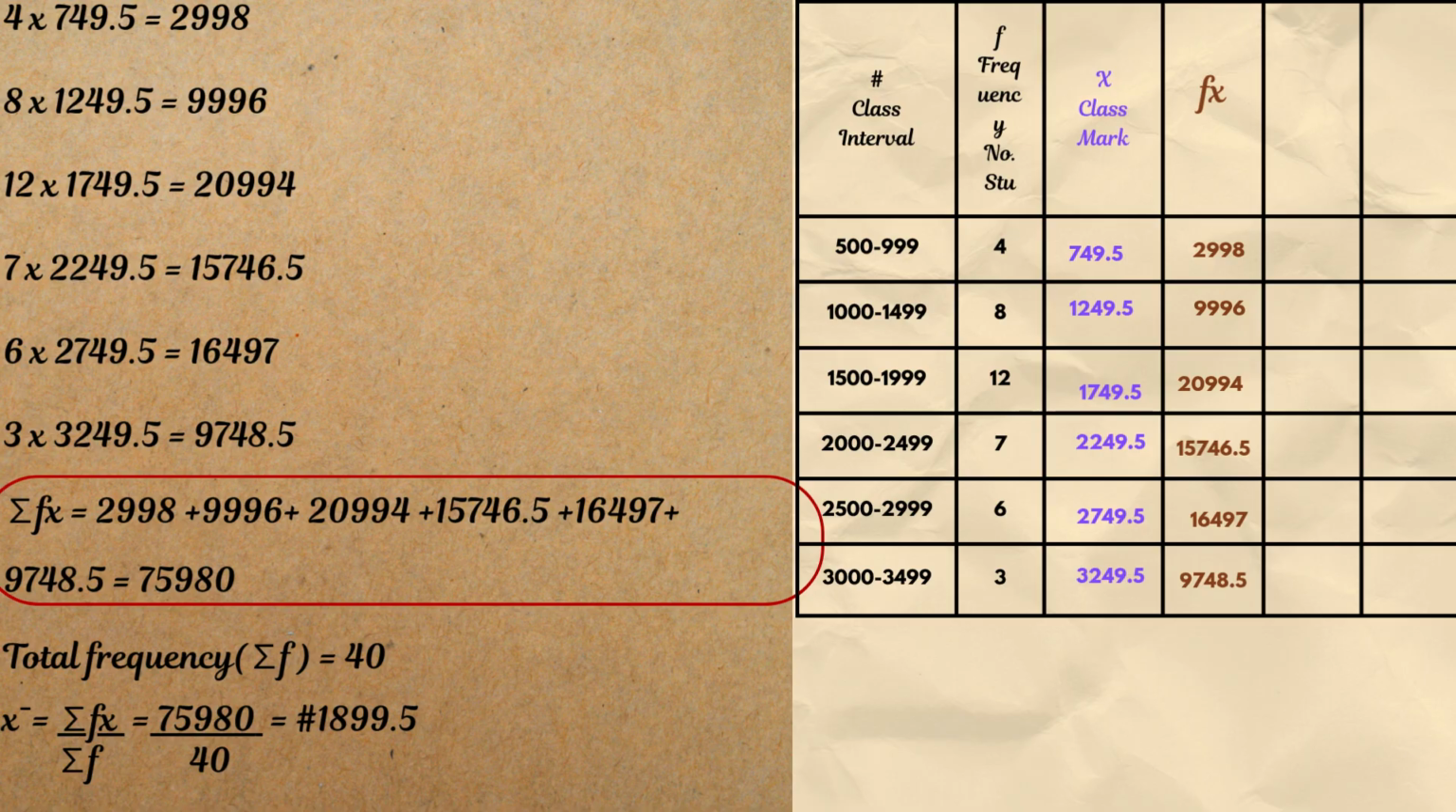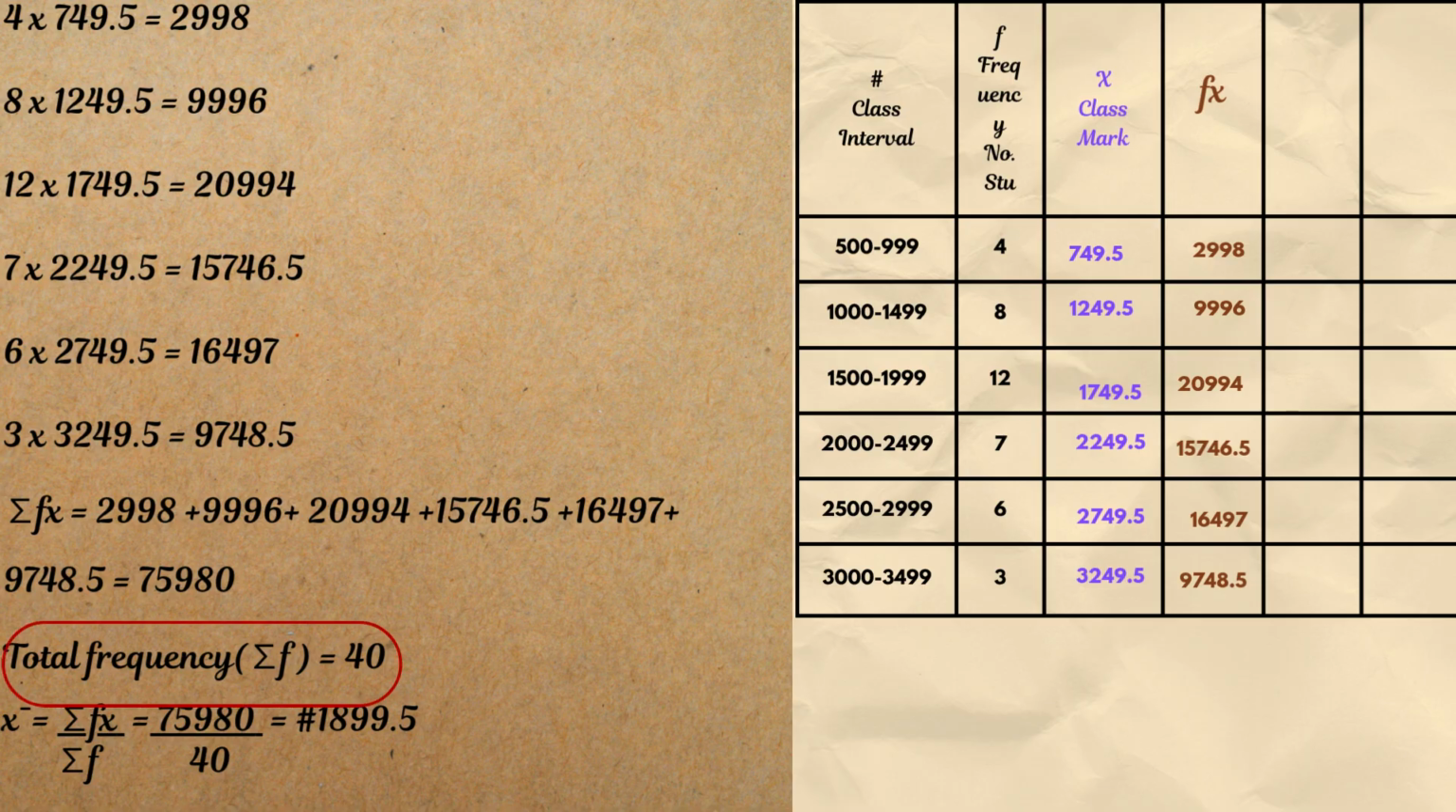The total becomes 75,980. Now divide by total frequency, which is 40. 75980 divided by 40 equals 1899.5. So the mean monthly pocket money is 1899.5 naira. And that is your answer.